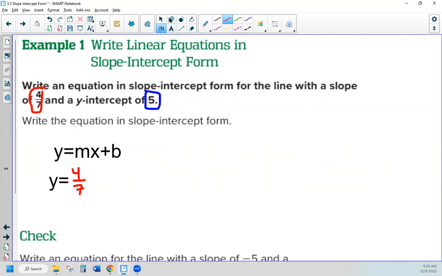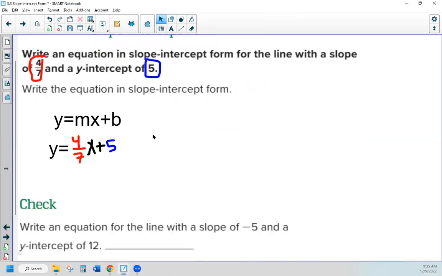Okay, and that would be x. I'm just color coding it so you understand where everything came from, plus 5. And I put plus 5 because that's a positive 5, and already here it says plus 5. So that's it. That's all there is to it. There's nothing else. We already finished. This right here is the equation of a line that will have a slope of 4 over 7, and it has a y-intercept of 5.